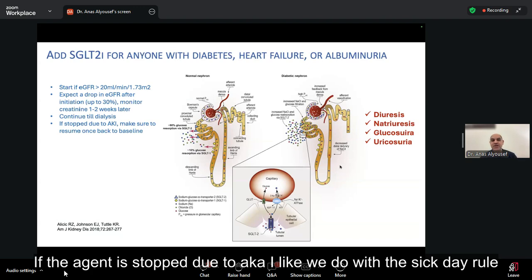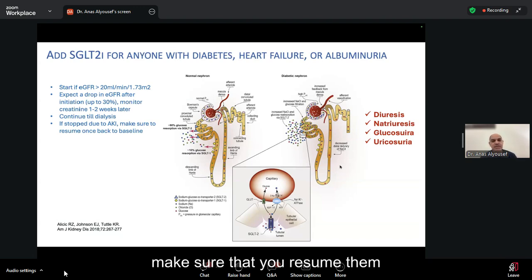If the agent is stopped due to AKI, like we do with the sick day rule, make sure that you resume them once they are back to their baseline. These agents are excellent. They cause diuresis, natriuresis, glucosuria, and uricosuria.